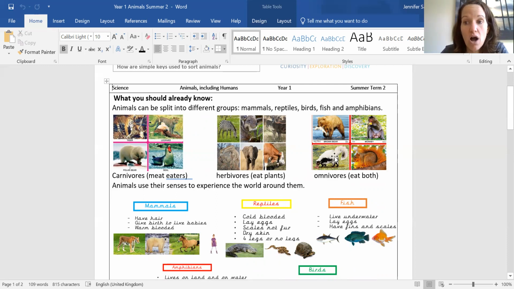And then we have the omnivores. Now remember, omnivores means both. So they eat both. A bear eats fish, which is meat, but it also eats berries, which is part of a plant. So it is both. And then we have animals like squirrels and skunks. They eat nuts and fruit, but they also eat bugs and insects, which is also considered to be meat. So we have those 3 types of diets for the animals. That's what you should already know, so try and remember that.